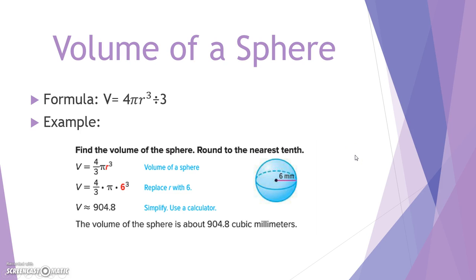Next, we're going to teach you how to solve the volume of a sphere. To solve the volume of a sphere, you need to know the formula volume equals 4 times pi times radius cubed divided by 3. Here's an example.